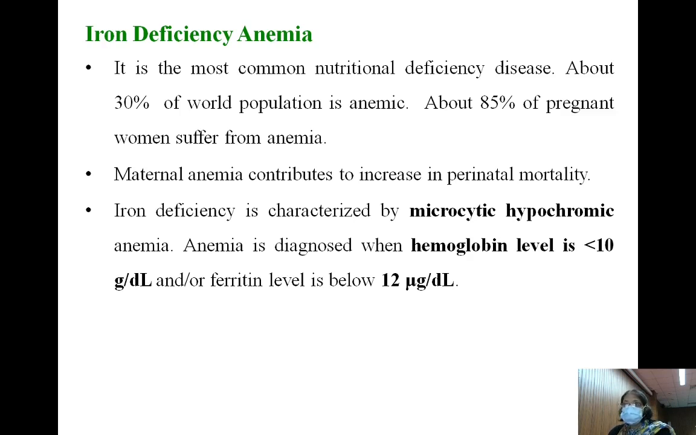Iron deficiency is characterized by microcytic hypochromic anemia. Cell size will be small, microcytic. Hemoglobin synthesis will be less, so hypochromic. Anemia is diagnosed when the hemoglobin level is less than 10 gram per dl or the ferritin level is below 12 microgram per dl.